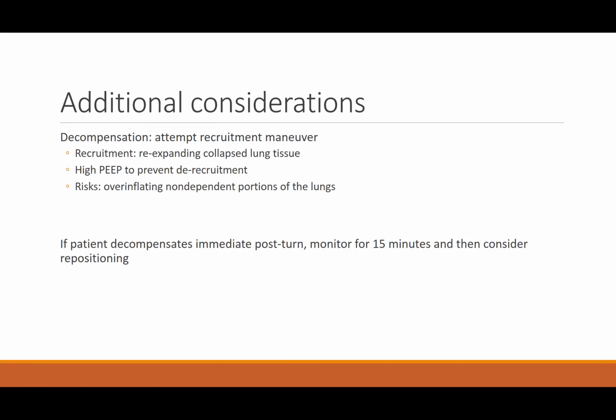And reproning them, I'm not saying that's a bad idea. Reproning them may be a great idea, but it is helpful to at least give it enough time for that patient to really settle out.